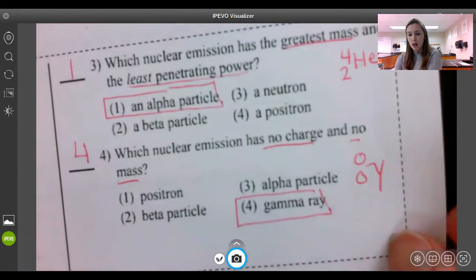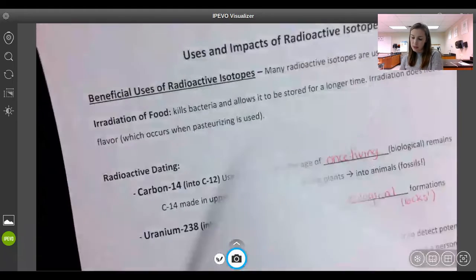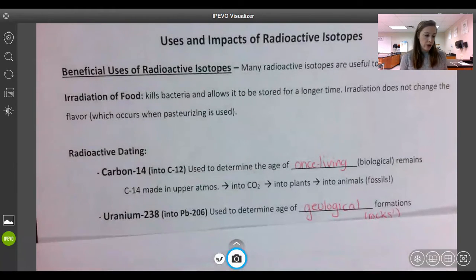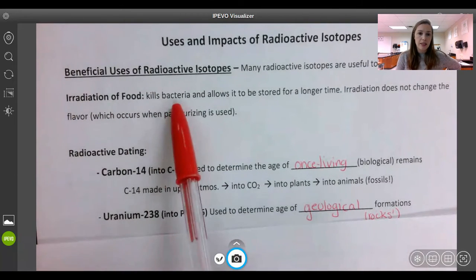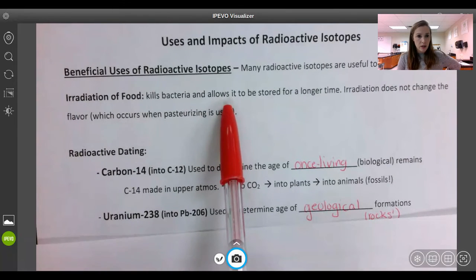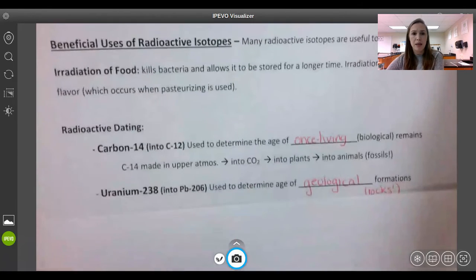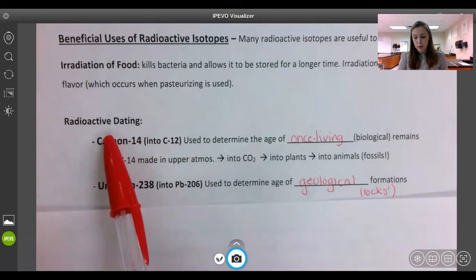All right, the very last part of the notes here is just some uses and risks of these unstable isotopes. One thing is that even though we think of radioactive isotopes as being dangerous, which they can be, there's a ton of beneficial uses. One has to do with the irradiation of food. It can kill bacteria, and it allows food to be stored for a longer period of time. So it helps us in being able to ship food or have it not be used for a period of time after it's been produced.